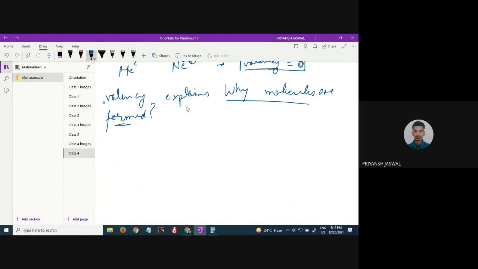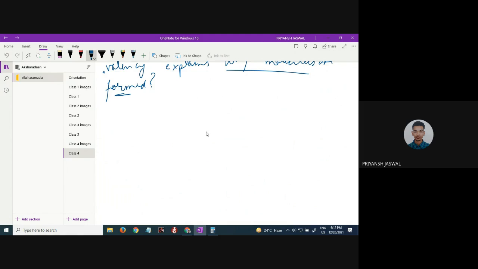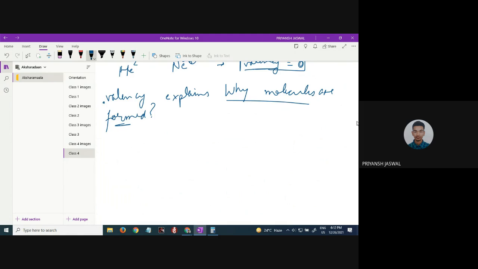Since we just saw that valency means the combining capacity of any atom to combine with another atom in order to form complex molecules or some simple molecules, they came up with an idea to define it. Valency explains why molecules are formed. Quickly write it down. It can be asked as a question, or just for your understanding, you should know why we look into the valency, like why it is important.